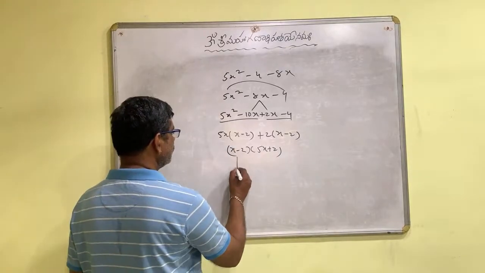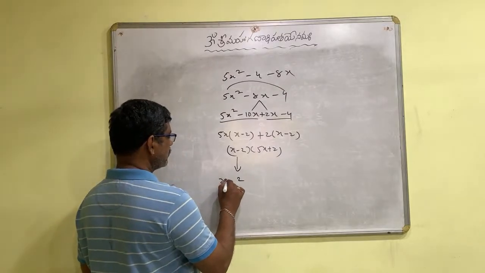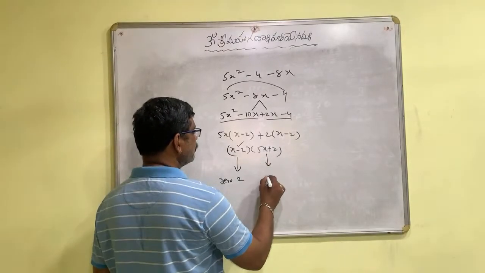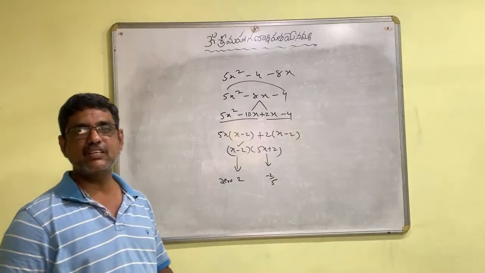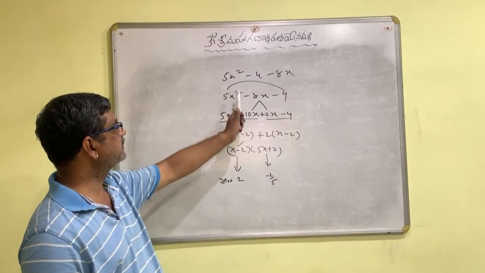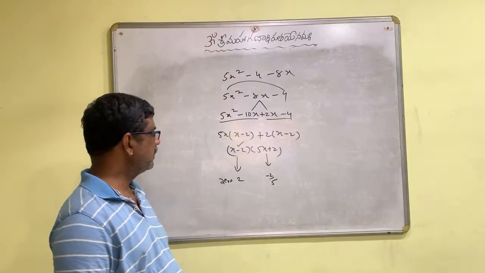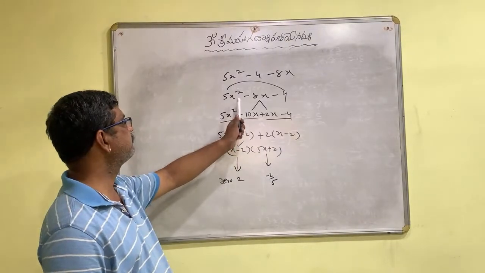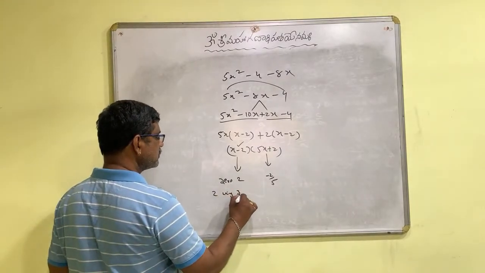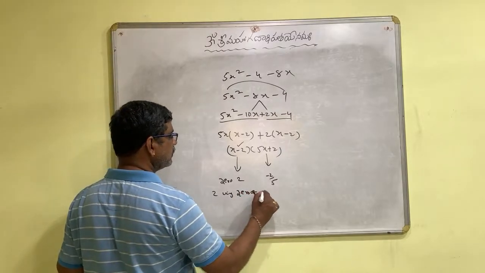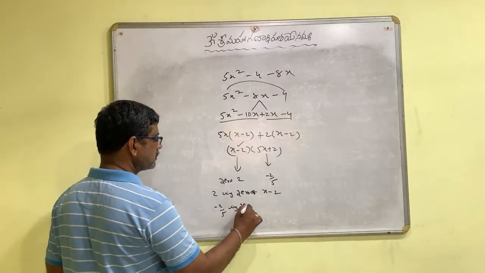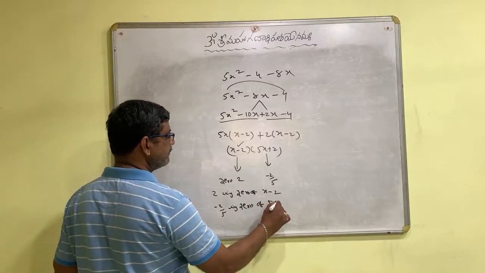Now 2 is the zero of this polynomial. Minus 2 by 5 is the zero of this polynomial. But these two are factors of this polynomial. Automatically these two are zeros of the given polynomial. That is what we have to write. 2 is the zero of x minus 2. Minus 2 by 5 is the zero of 5x plus 2.